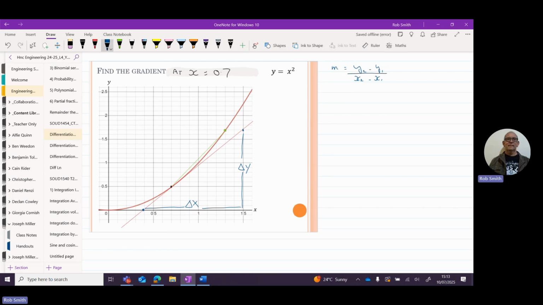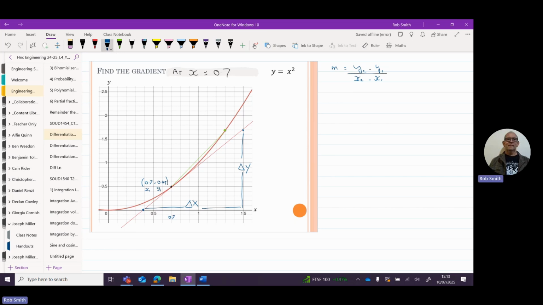So at this point, this is 0.7. So in this case, x is going to be 0.7. That's going to be x1. And then for y, I have to square it. So I'll get a calculator out. That's 0.49. And that's going to be y1.